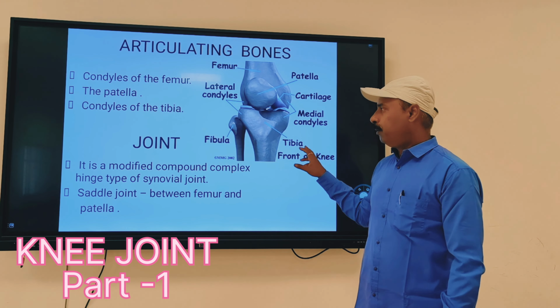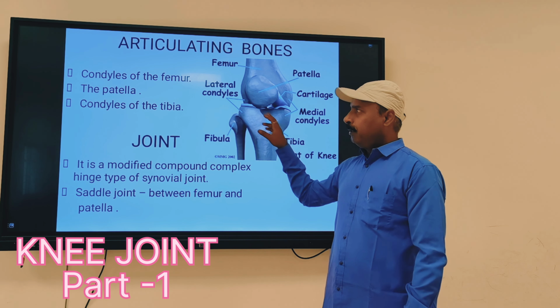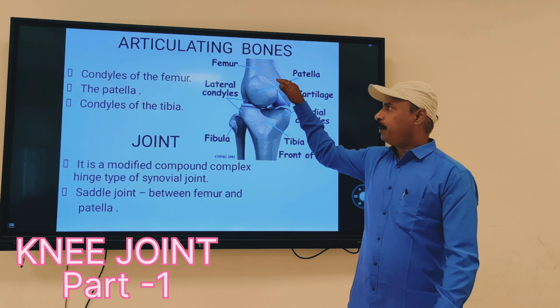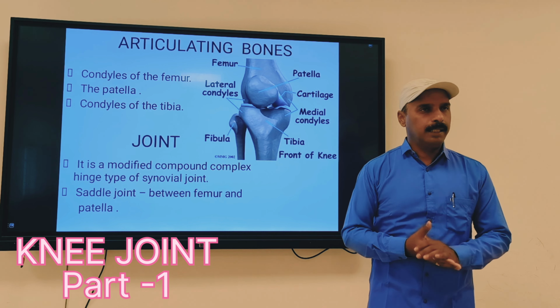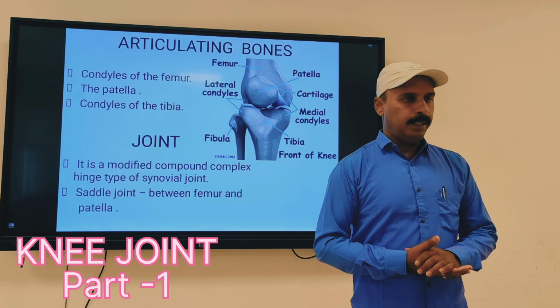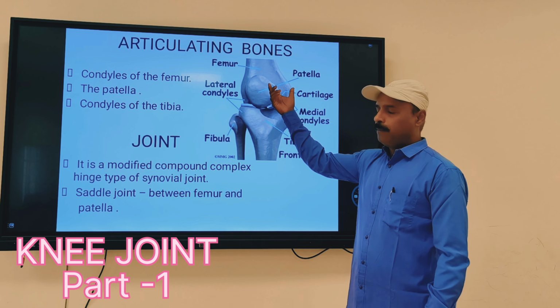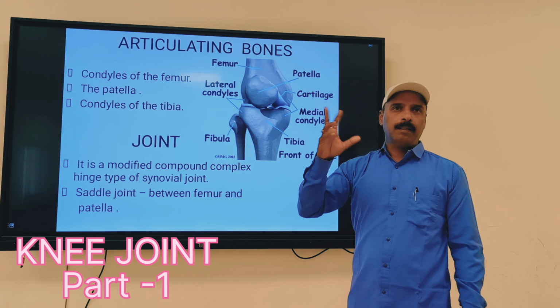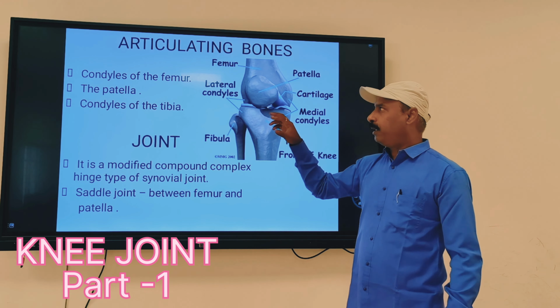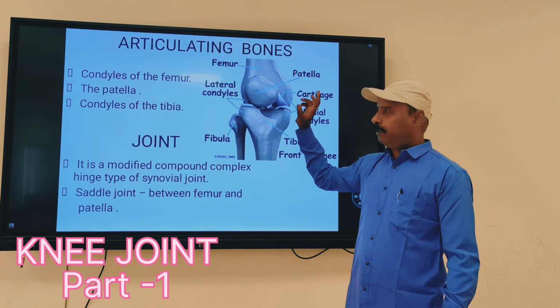Next, the articular surfaces. I have told the bones taking part above: the lower end of the femur, upper end of the tibia and patella, three bones. Then for the articular surfaces, at the lower end of the femur we have the condyles of the femur, the medial condyle and the lateral condyle.